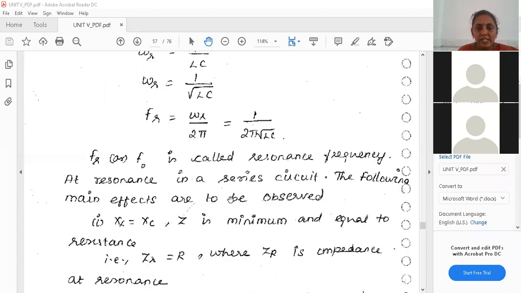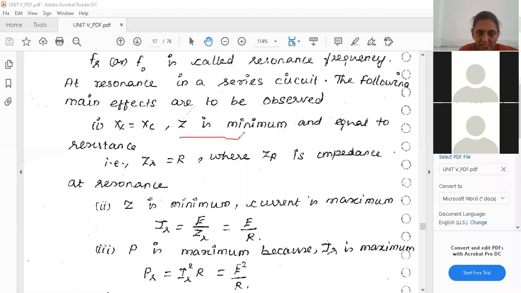Now what are the effects of this resonance? We know Z is equal to R. What is Z is equal to R? Impedance is equal to resistance. Now what happens? XL is equal to XC and Z is minimum.